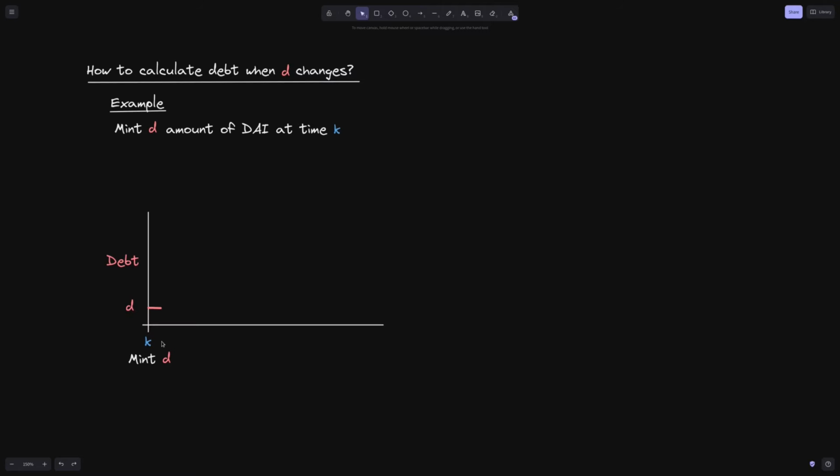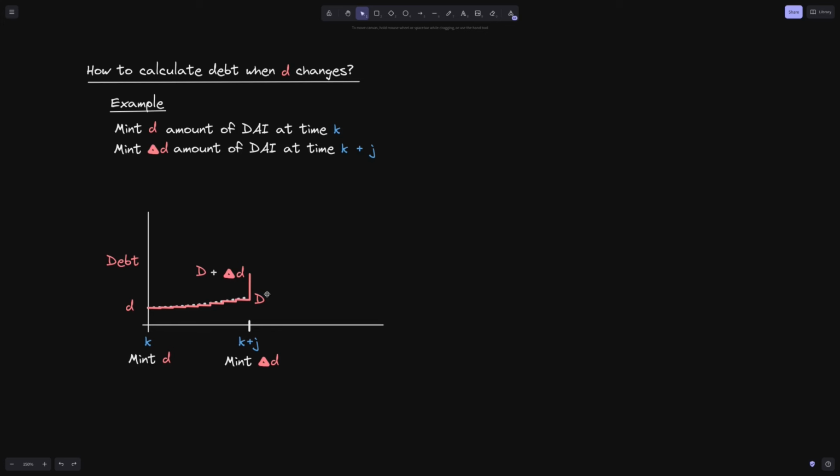For example, let's say that at time k, the user mints D amount of DAI. Over time, this DAI will accrue stability fee. Let's denote the original amount plus the stability fee that the user has to repay as capital D. Let's also say that after j seconds, this user decided to borrow an additional delta D amount of DAI.